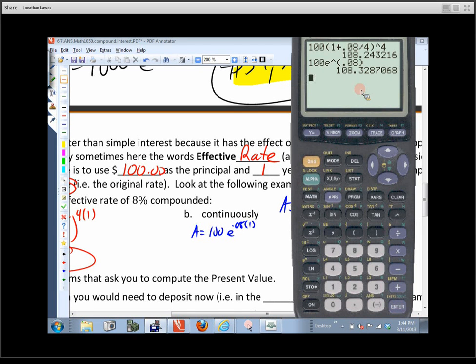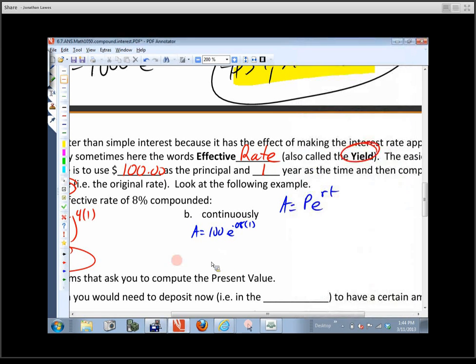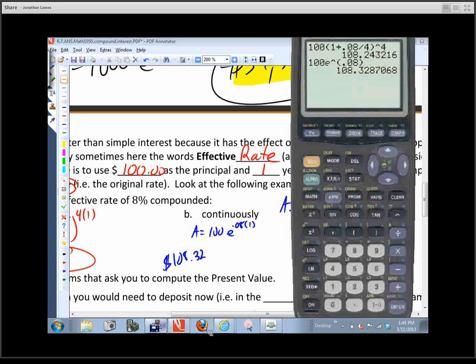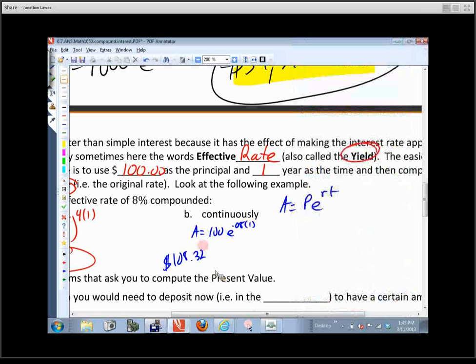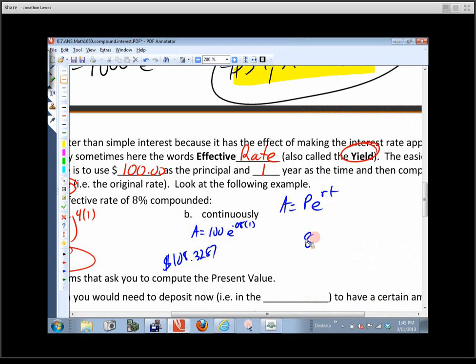We go from 8.24% to 8.32%. Okay? So 108.32, what was that other one? 3287? Okay? So that means the effective interest rate was 8.329. That's the effective interest rate.